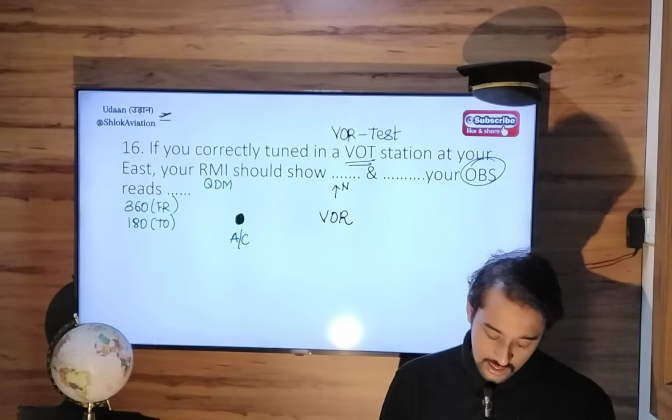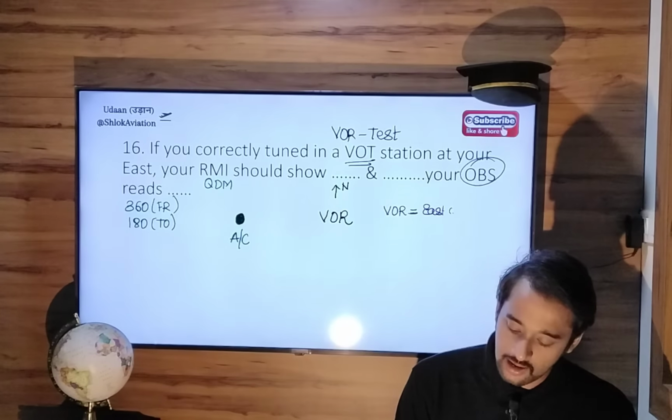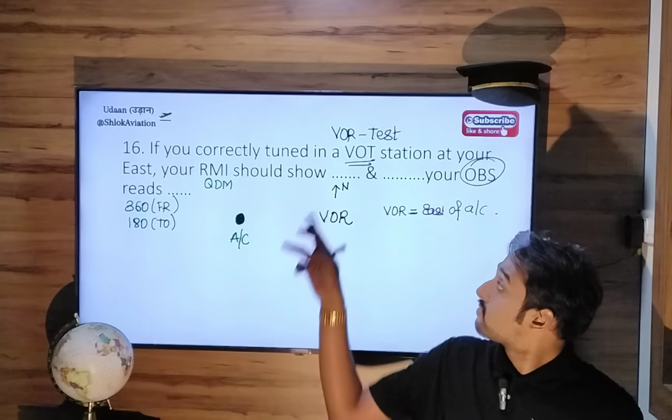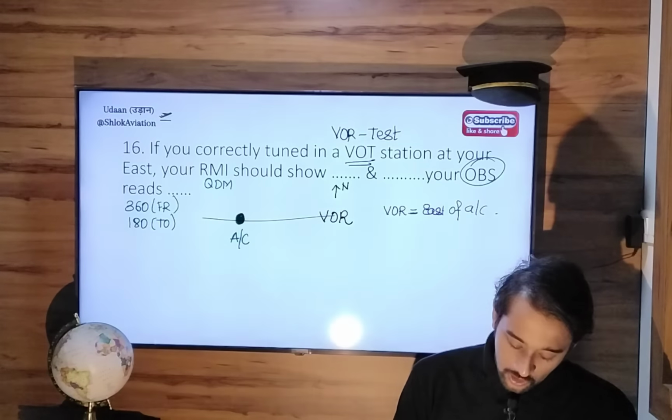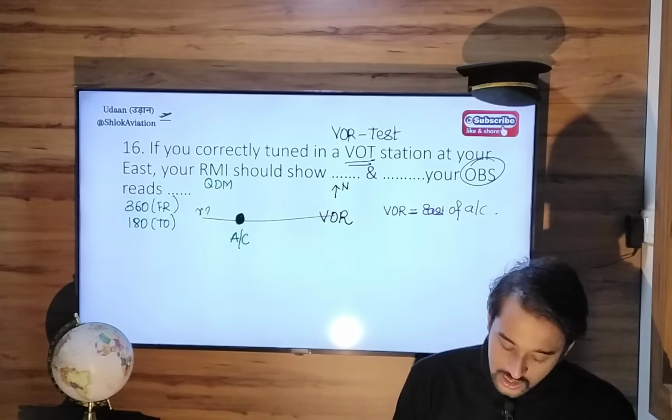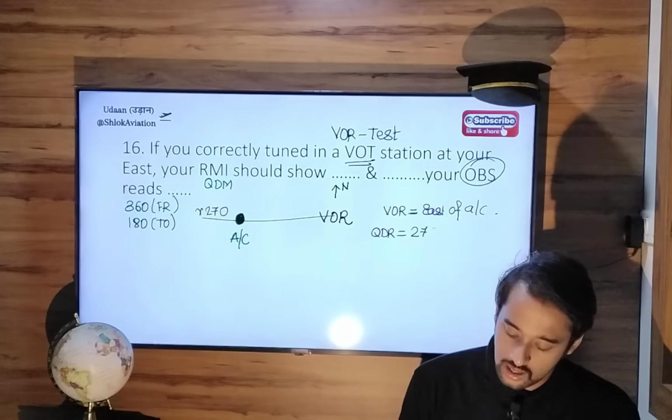VOR is to the east of aircraft as given in the question. VOR station is to the east of aircraft. So aircraft is on what radial? 270. So QDR is 270.